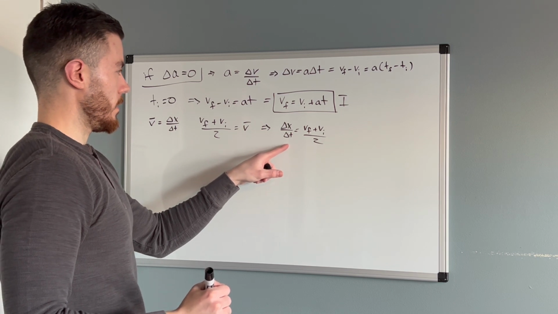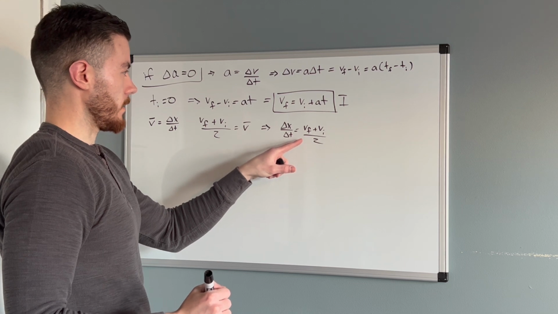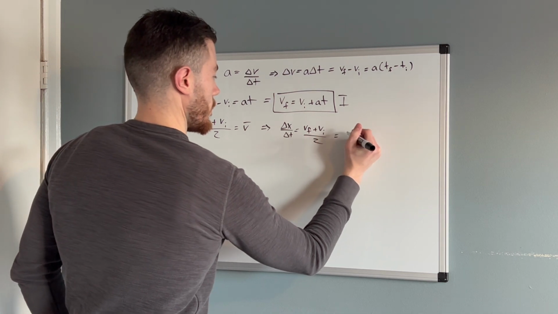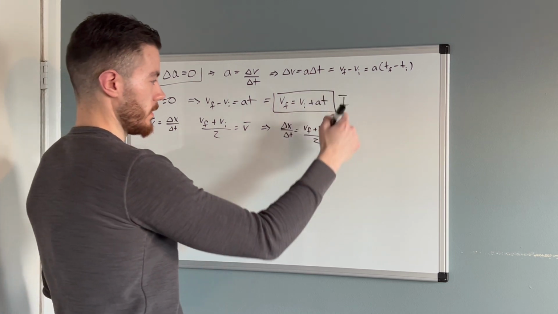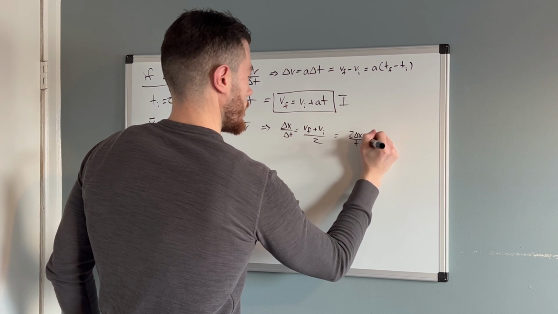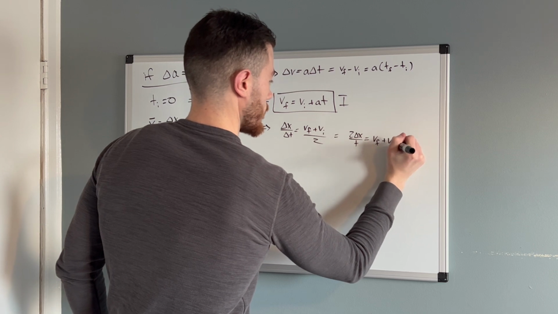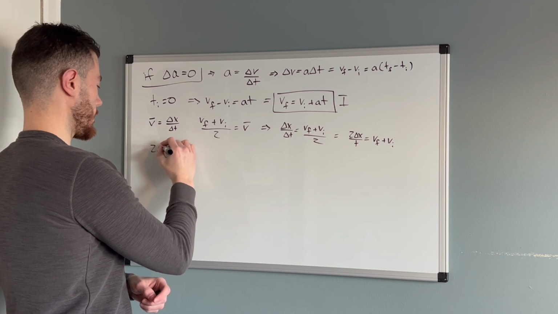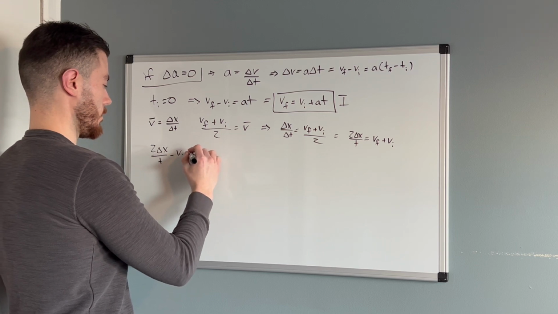And then let us solve for v final. And then again, this delta t we can just replace with t because t initial is 0. So we have 2 delta x over t is equal to v final plus v initial. Let's bring the v initial to the other side. 2 delta x over t minus v initial is equal to v final.